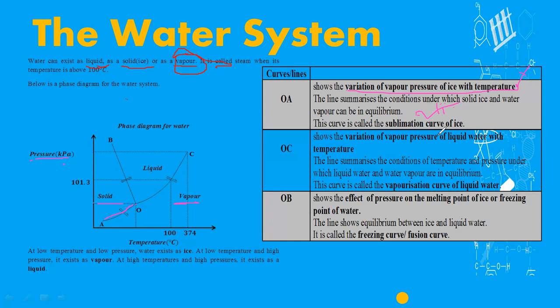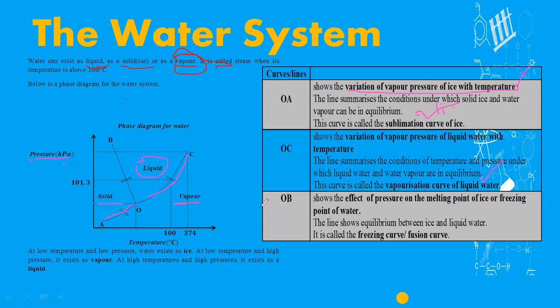Yes, teacher. Then OC, this curve here, shows the variation in vapor pressure of liquid water with temperature. The curve above the ice curve shows the variation in vapor pressure of liquid water with temperature. It summarizes the conditions of temperature and pressure under which liquid water and vapor can exist in equilibrium. It's called the vaporization curve of liquid water.